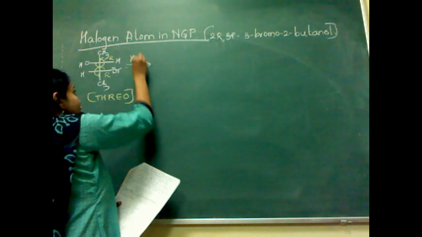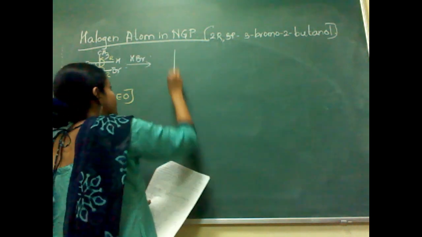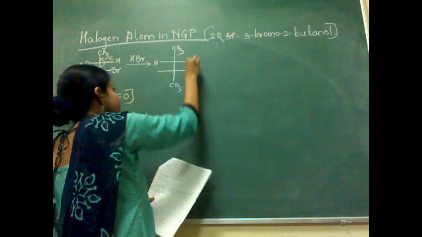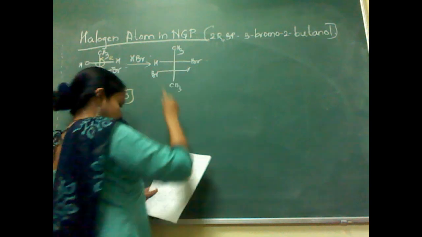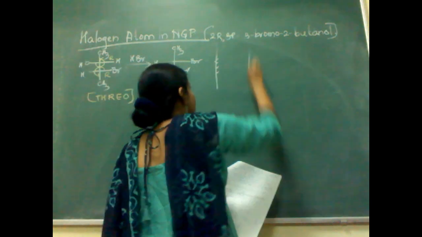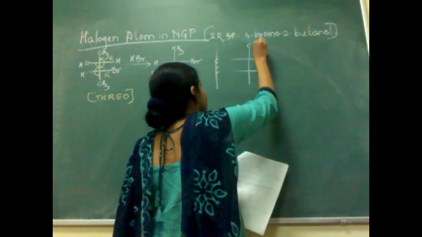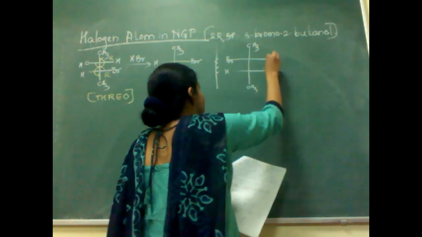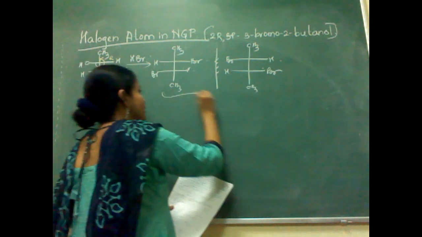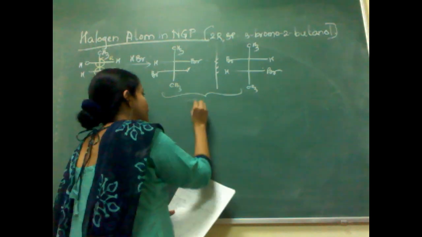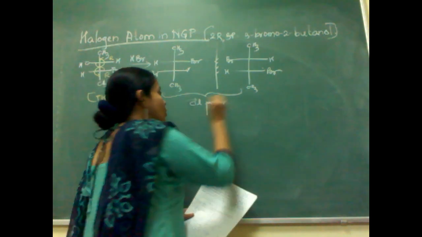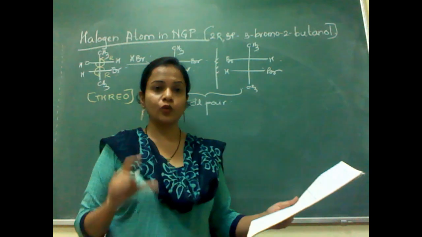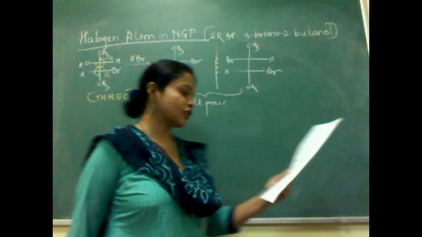So you treat it with HBr. So what you get is a pair of 2,3-dibromobutane. So let us try to see what is the strategy that we need to adopt so as to arrive at the formation of the product.